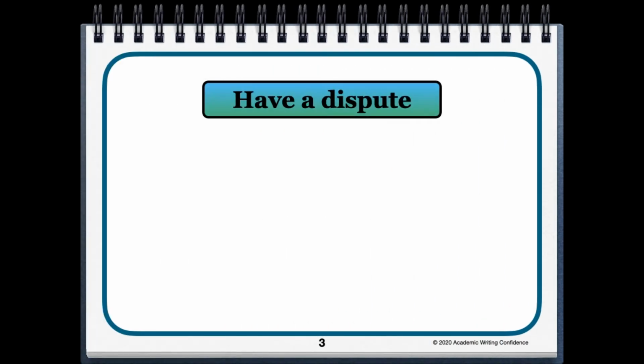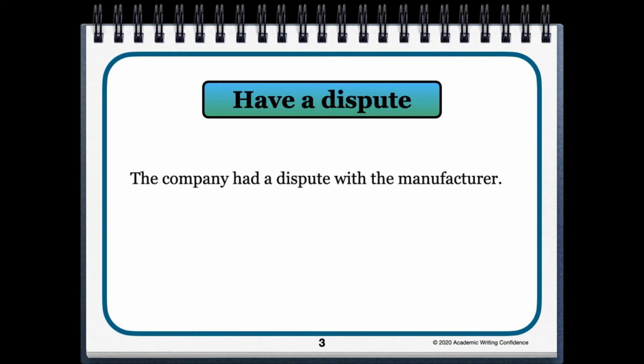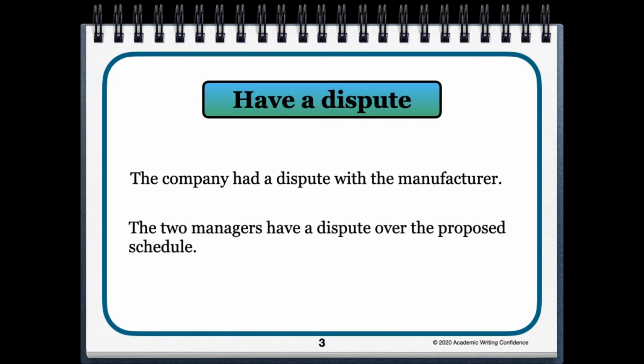Have a dispute. To have a dispute means you have a disagreement over something. The company had a dispute with the manufacturer. The two managers have a dispute over the proposed schedule. Now, these would both mean that they have a disagreement over some issue.